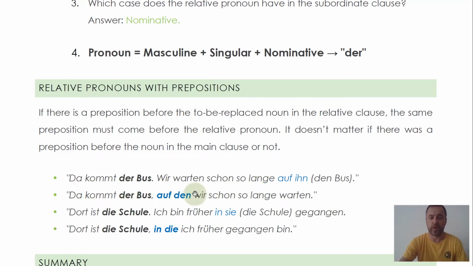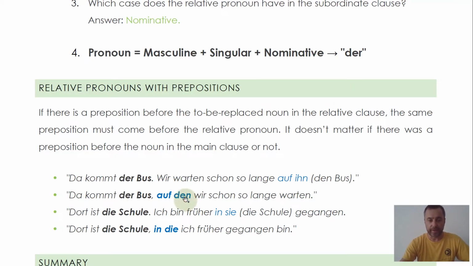Da kommt der Bus, auf den wir schon so lange warten. There we have an "auf" in front of the relative pronoun, and this is due to this. Because we can always separate this into two different sentences. Da kommt der Bus, wir warten schon so lange auf ihn. And in the moment we replace this, or we refer to this with an "auf", because it's "warten auf" in the relative clause here, we have to put the preposition here in front of the relative pronoun too.